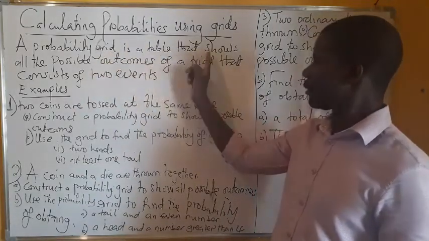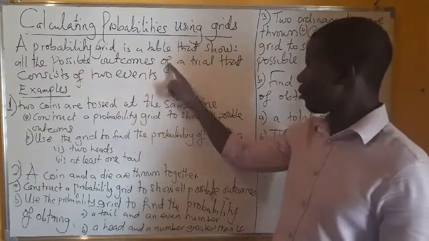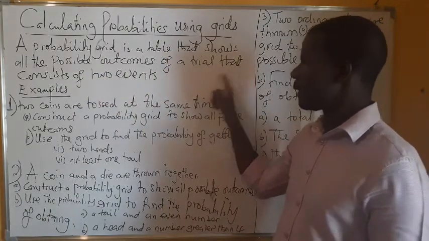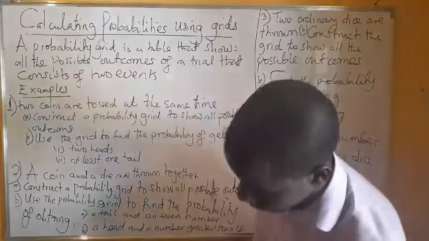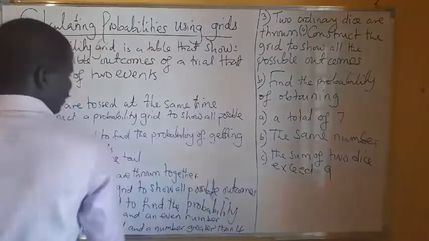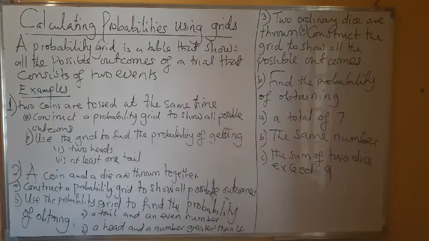A table that shows all the possible outcomes of a trial that consists of two events. Please mark that definition.